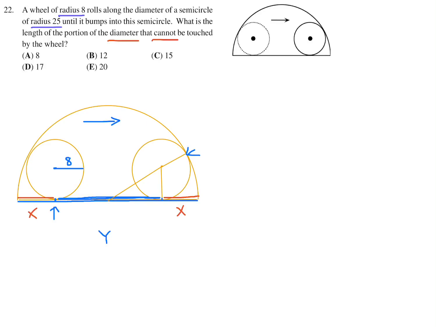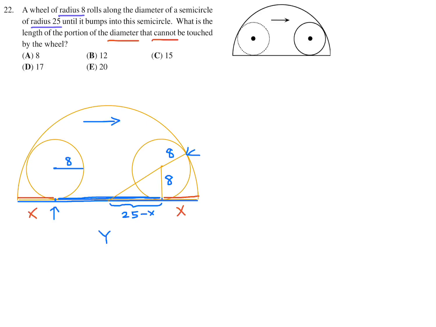Now we can label this. So this part here is the radius. We were told that it's 8 up here. So that's 8. And this part here is also the radius, so that is 8. And anything else that we know? Or do we have to now just introduce variables? Oh, we know that the radius of the large one is 25. So that means from here to here is 25, so from here to here is 25 minus x. Okay?